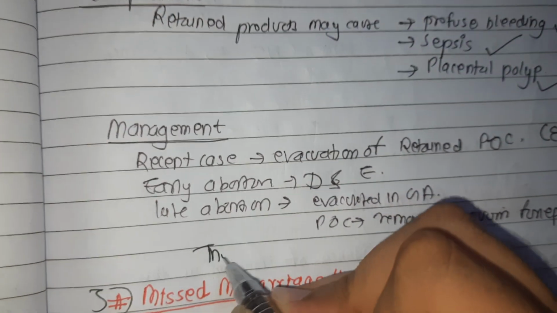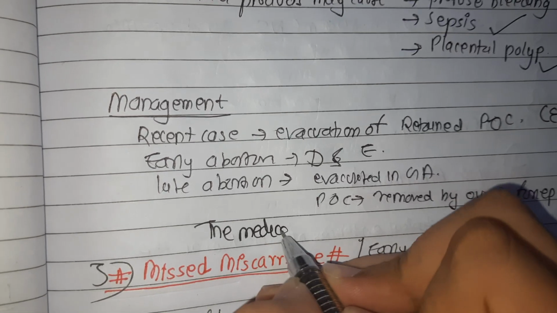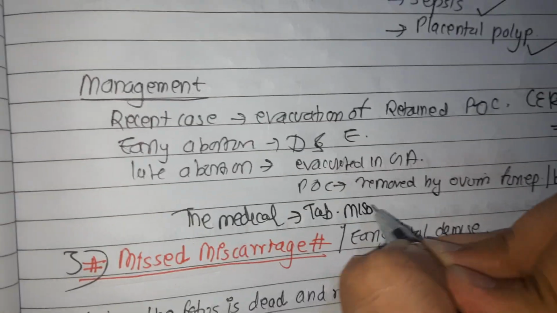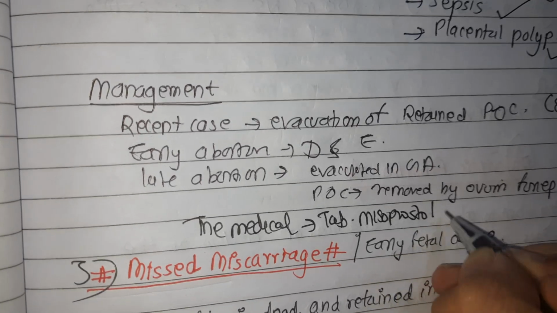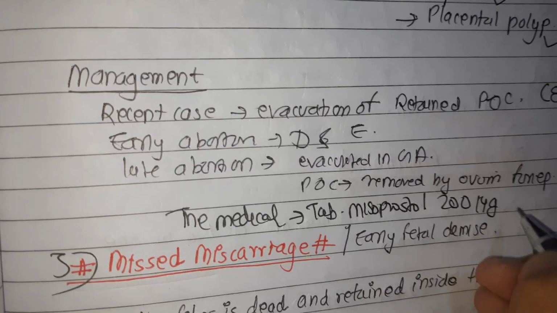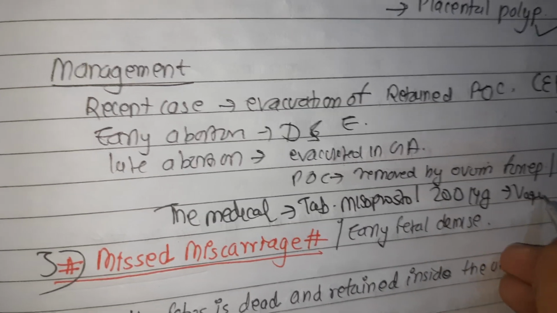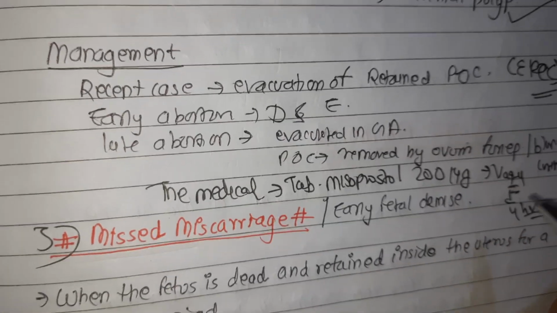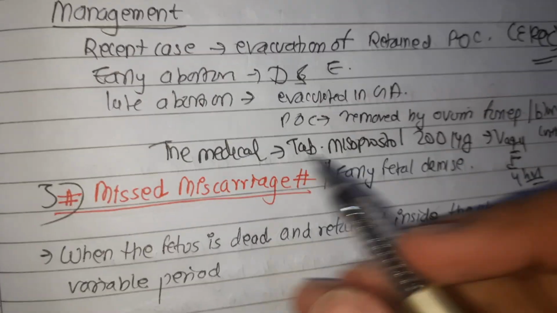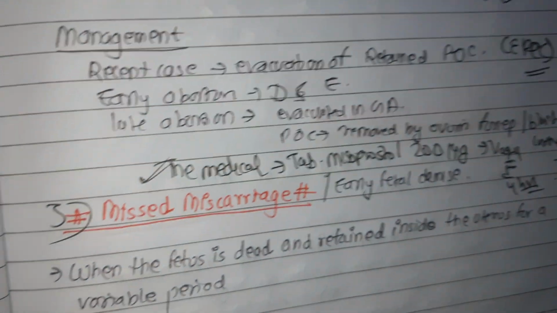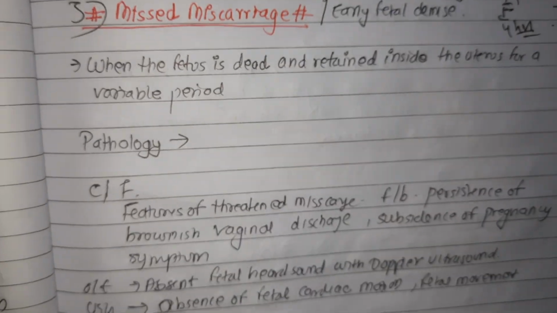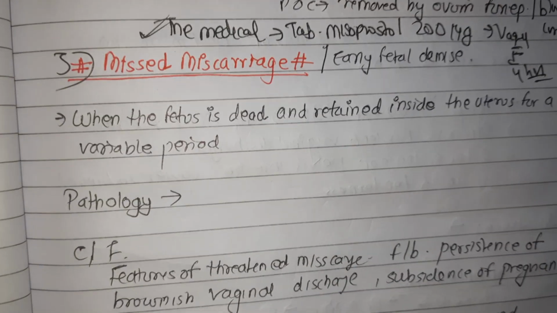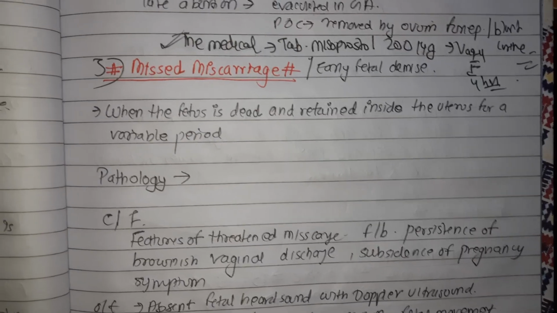The medical management of the incomplete miscarriage may be done. The tablet misoprostol, 200 microgram, is used vaginally every 4 hours, and compared to the surgical method, the complications are less with the medical method. And finally, we will talk about the missed miscarriage, also known as early fetal demise.